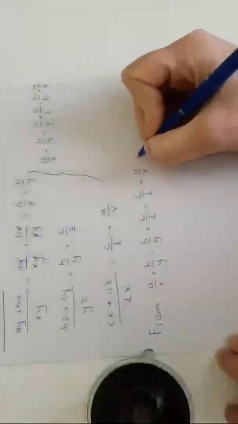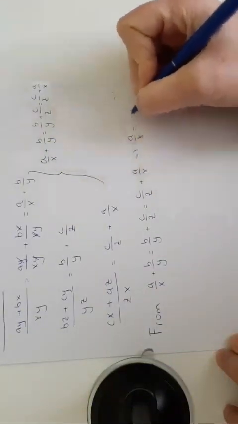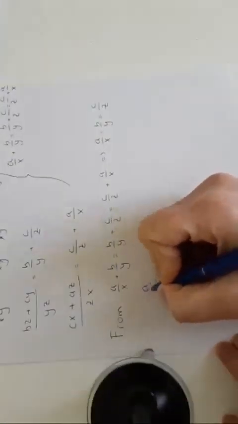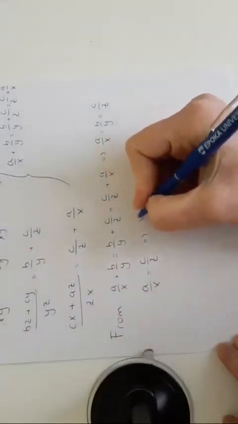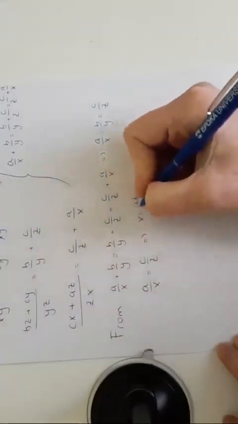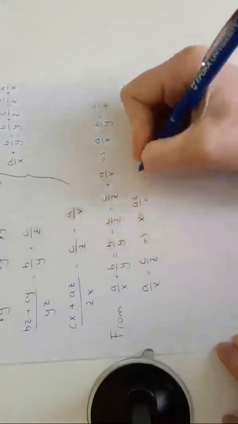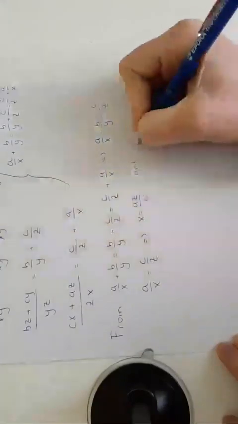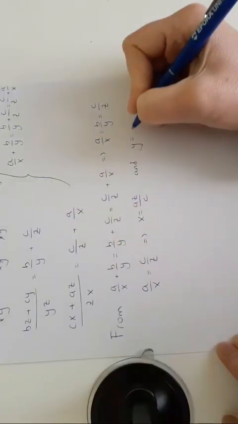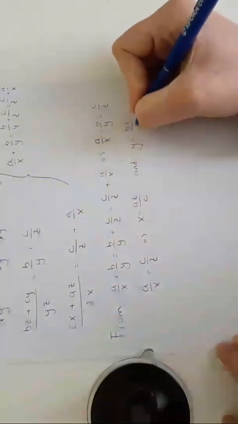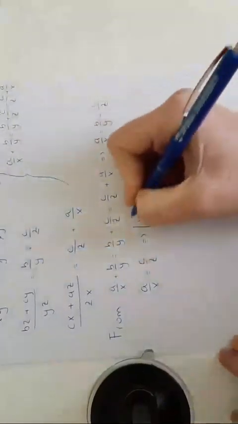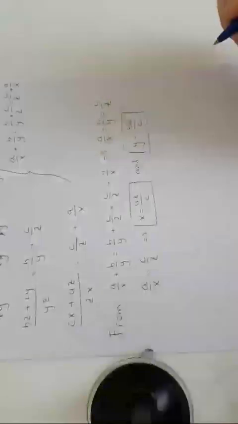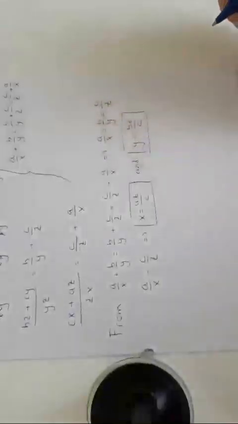From this we can find that a over x is equal to c over z, and with the cross product I will find that x is equal to az over c, and with the same logic I will find that y is equal to bz over c. I will use this x and y that we found, in terms of c, a, and z, in the equation.